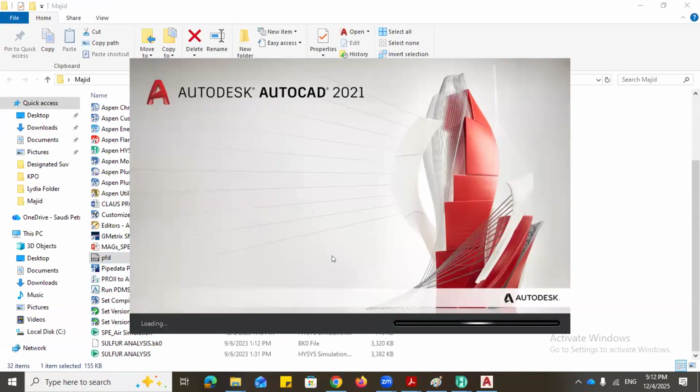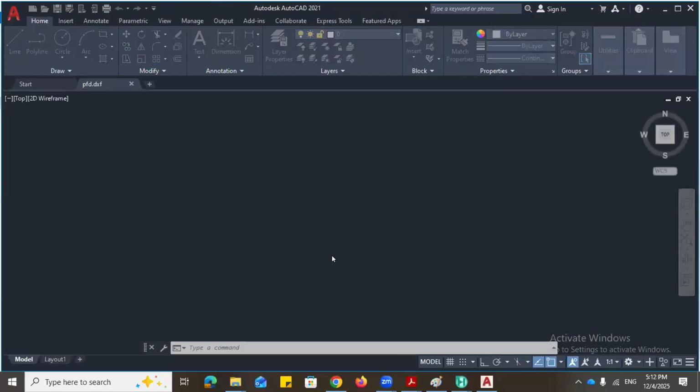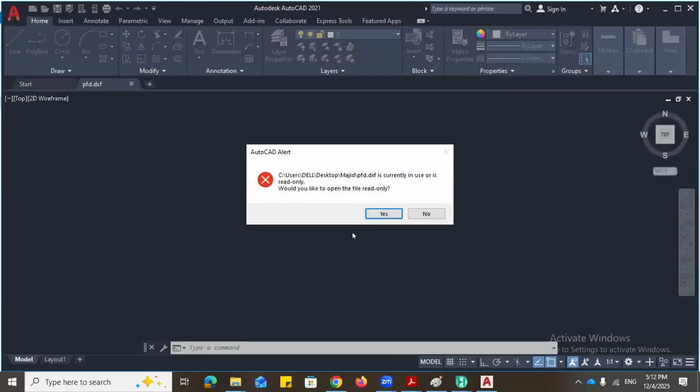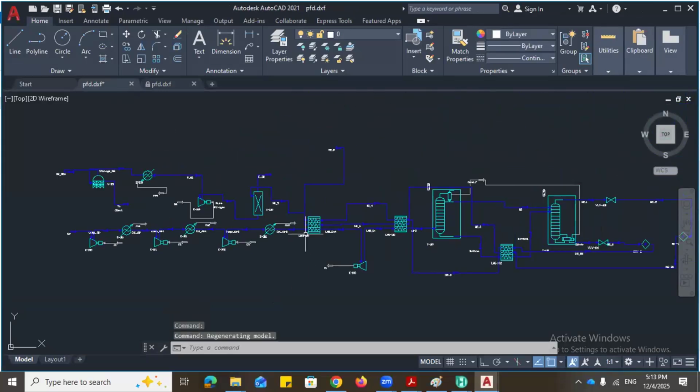So let's see how it's going to be now. Imagine how it's going to look like. Imagine you are now using your AutoCAD to be drafting this from the beginning. It's going to take time. But imagine what you are going to see now. Let me go here. So this is it.